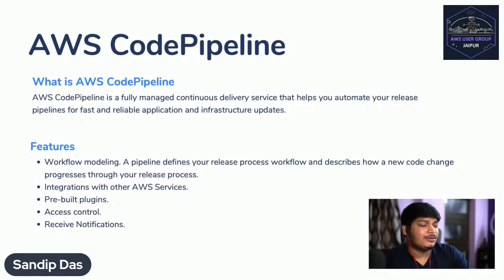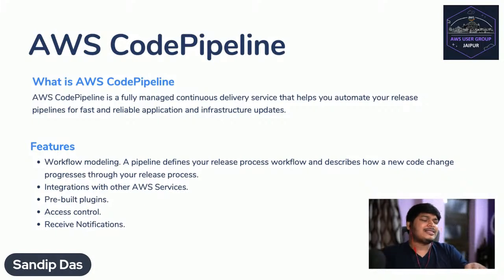Then in CodePipeline you can mention where the script should get deployed, and whether there should be manual approval or it should be deployed automatically. All that you can define with CodePipeline. Now let's talk about the features as an overview. It helps in workflow modeling. A pipeline defines your release process workflow, just like I described, and it describes how a new code change progresses through your workflow.